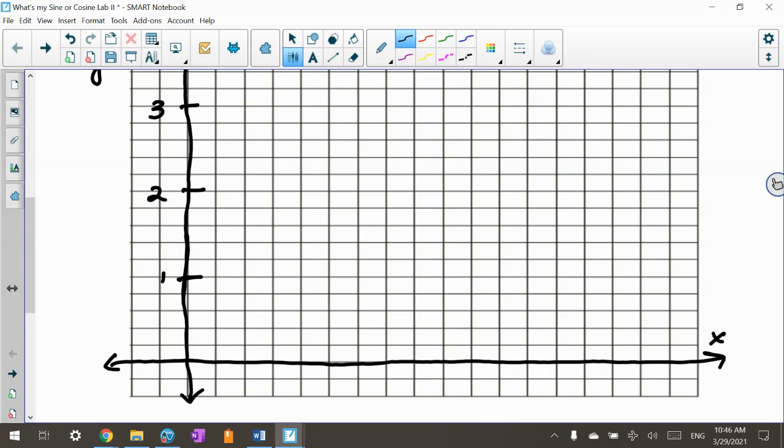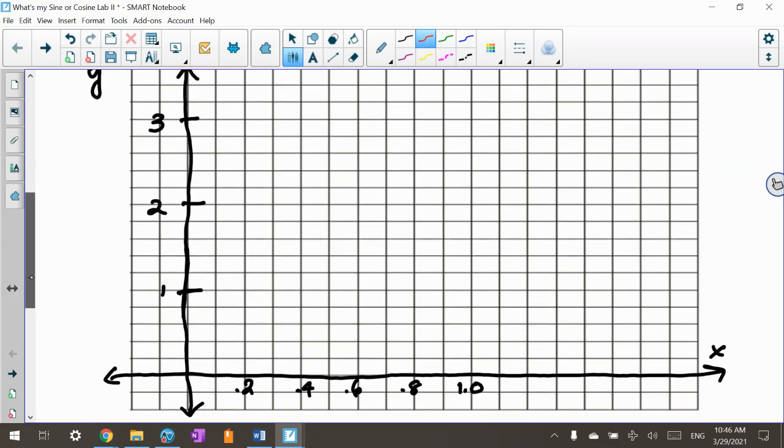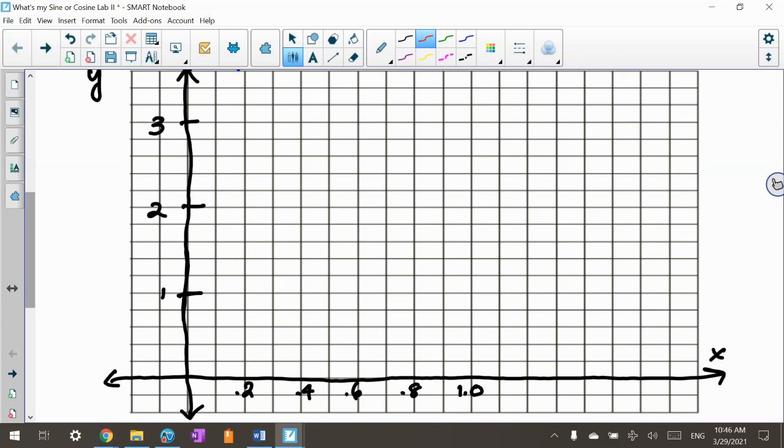Then I looked at my x's, I counted by 0.1, and I probably could have done them a little bit farther apart, but I did each one 0.1. So I'm just going to do 0.2, 0.4, 0.6, 0.8, and 1. And then all I did was just graph all the points. I have the paper in front of me, but it's hard to go back and forth all the time. So our first point was 0, 2.